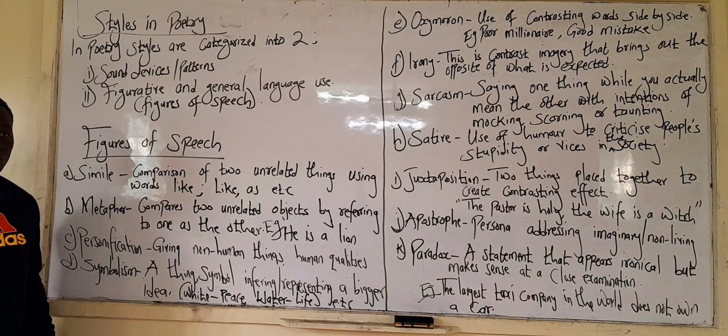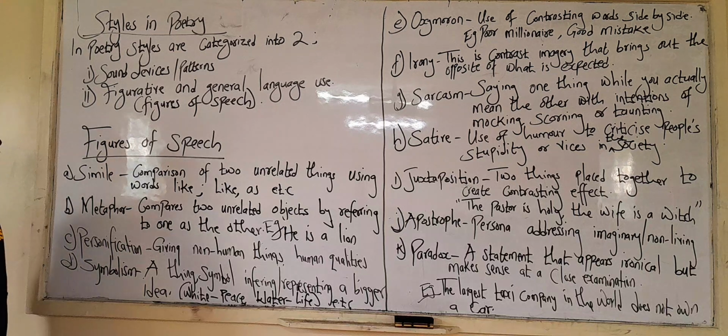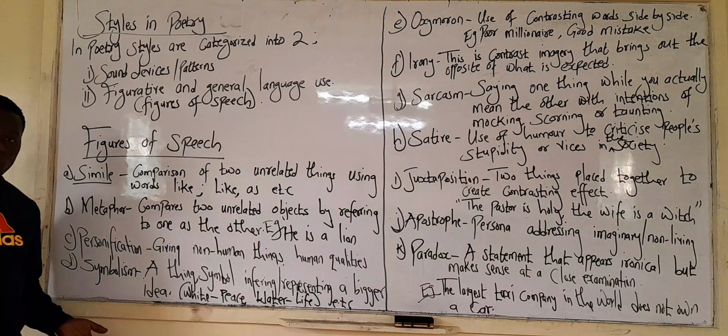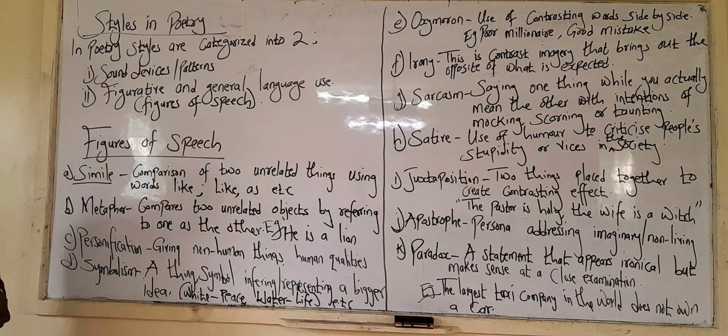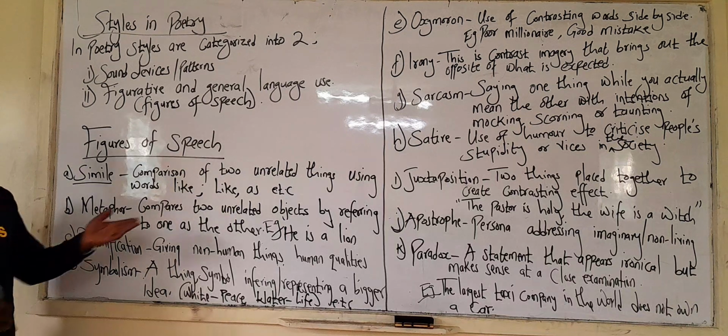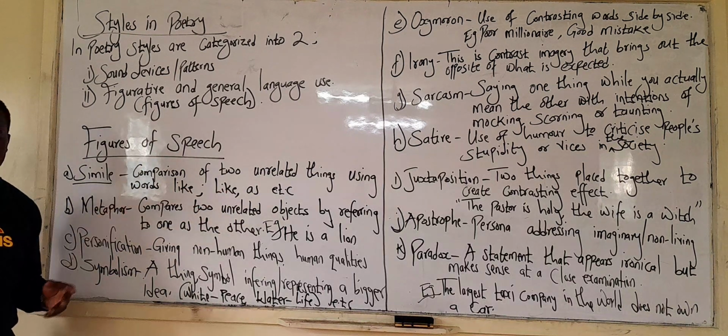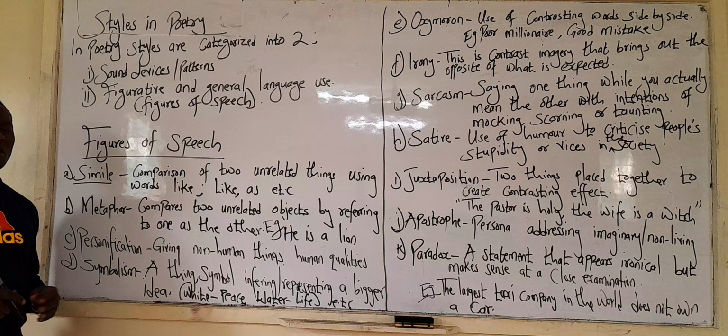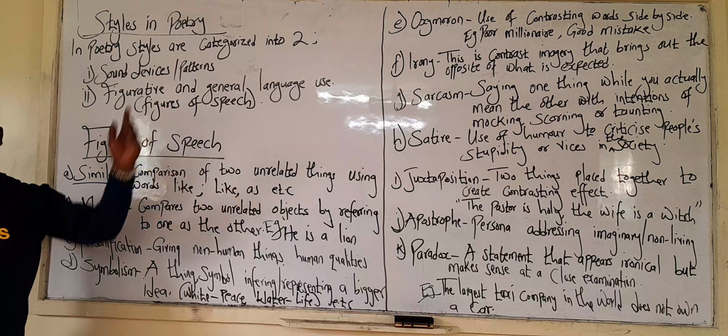The first figure of speech that you're going to check is a simile. I'm sure you know what a simile is. This is where comparison of two unrelated things is done using words like "like" and "as". An example: she is as tall as a giraffe. The use of "like" and "as", "is", things like that.